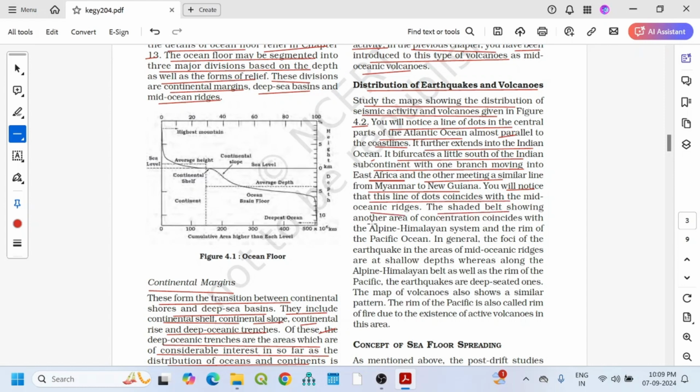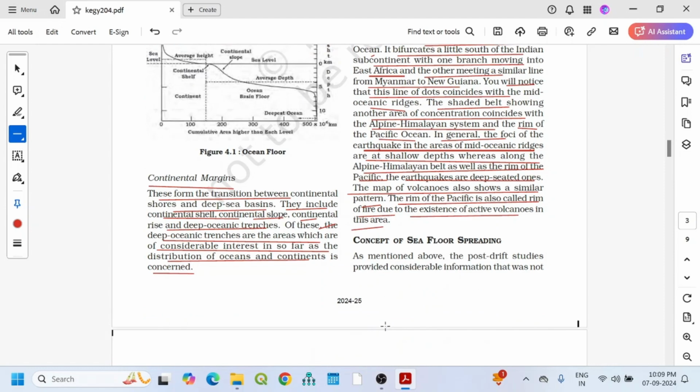The shaded belt showing another area of concentration coincides with the Alpine-Himalayan system and the rim of the Pacific Ocean. In general, the foci of the earthquakes in the areas of mid-oceanic ridges are at shallow depth, whereas along the Alpine-Himalayan belt as well as the rim of the Pacific, the earthquakes are deep-seated ones. The map of volcanoes also shows a similar pattern. The rim of the Pacific is also called the rim of fire due to the existence of active volcanoes in this area.